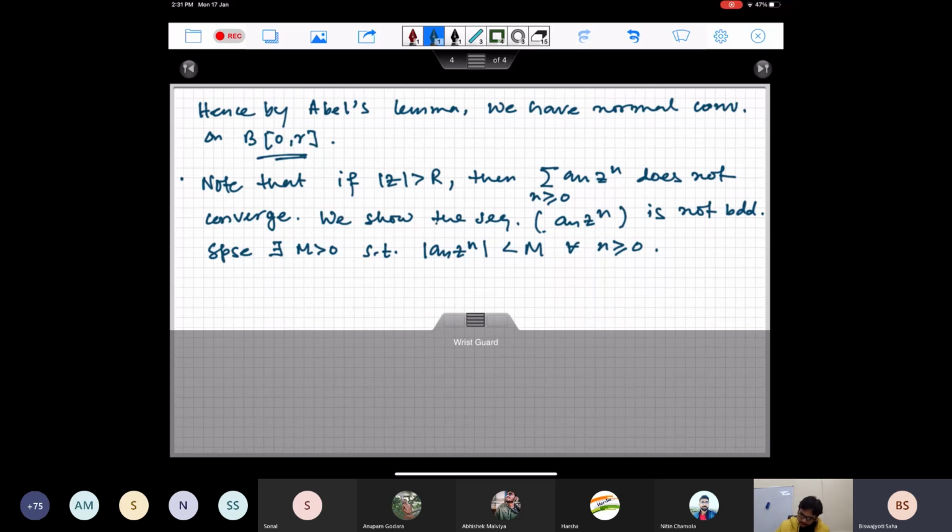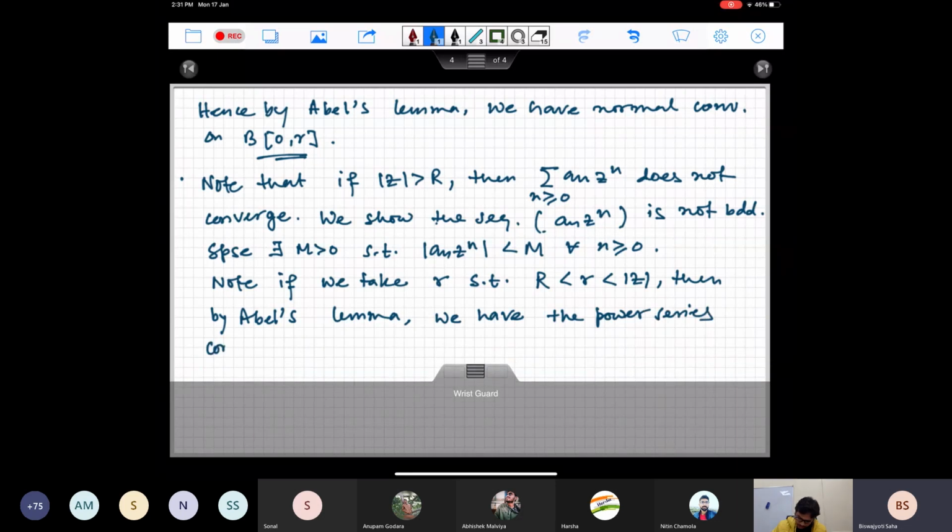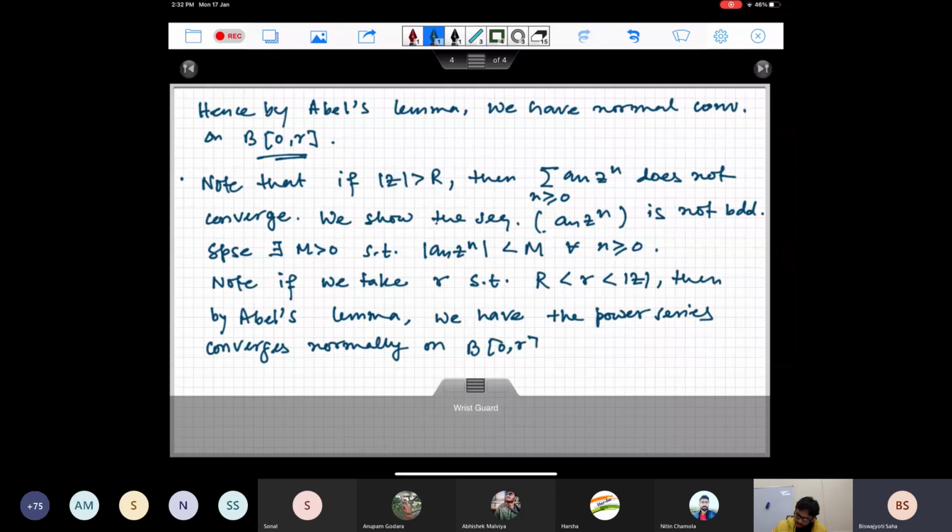Now if this sequence is bounded, what I can do is the following. Note, if we take some little r such that capital R is less than little r less than mod of z, then by Abel's lemma, the power series converges normally on B close 0 R. All of you will agree to this? Yes, sir. That is what we get from Abel's lemma.